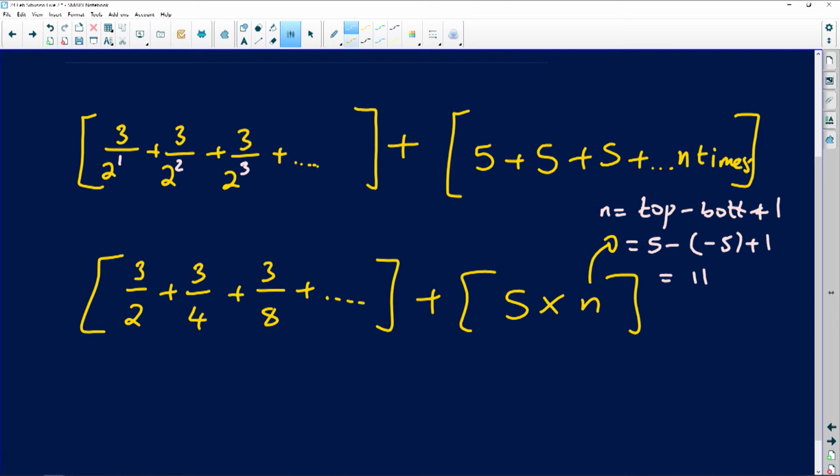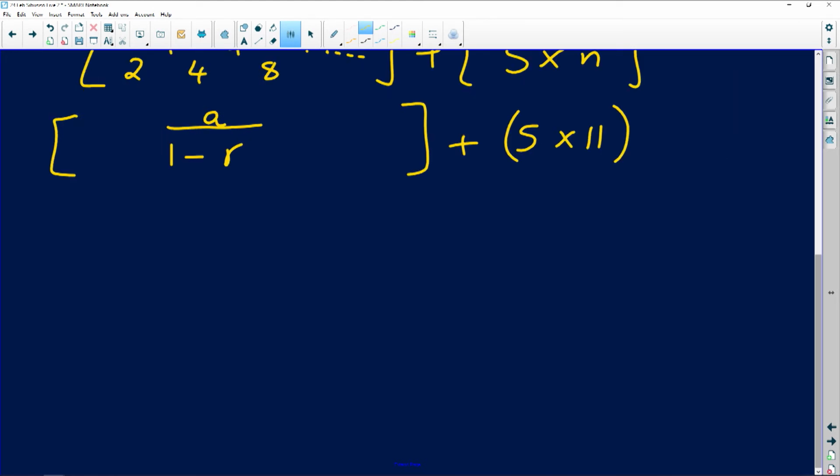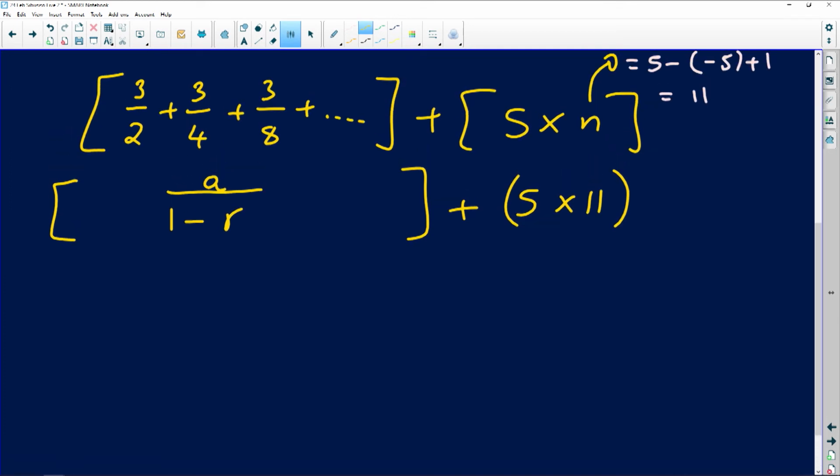So this is actually going to be 5 multiplied by 11, because there has to be 11 of those 5s that you're adding. The one on the left-hand side is the sum to infinity. So I'm going to use the formula of sum to infinity, which says the sum to infinity can be given by a divided by 1 minus r. Very important for us to keep that in mind. And then what is my a value? My a value is 3 over 2. So I'm going to have 3 over 2 divided by, what is the number? The ratio here is actually a half. Plus 5 times 11, which is simply going to be 55. This is the answer of the second part.